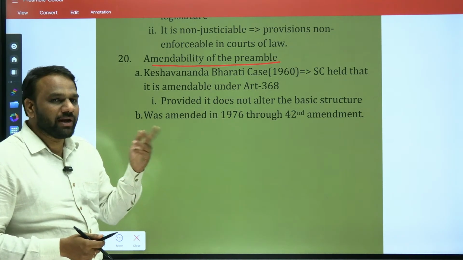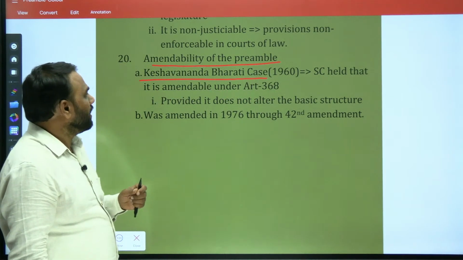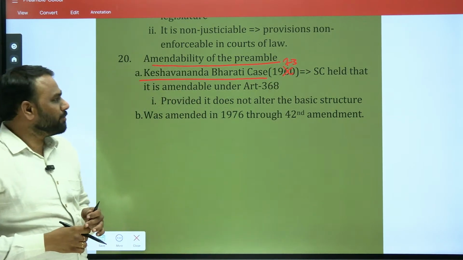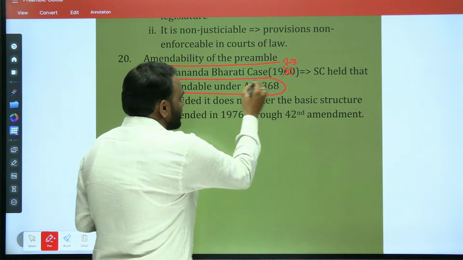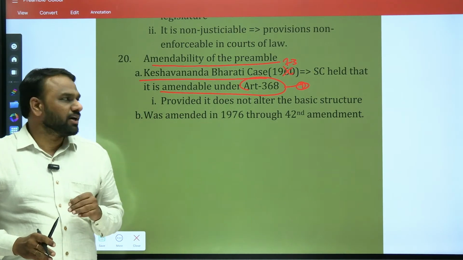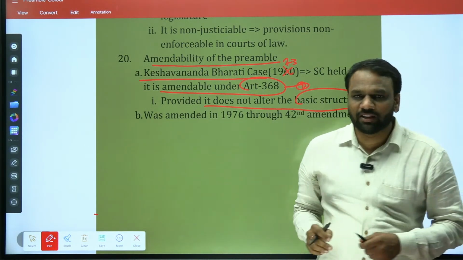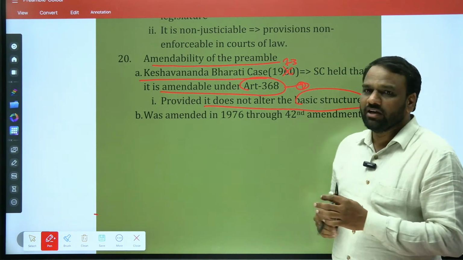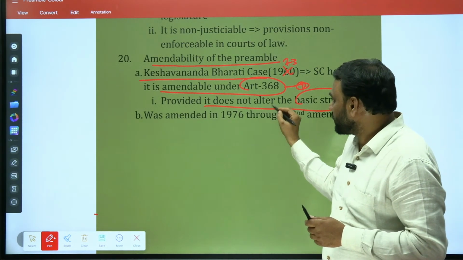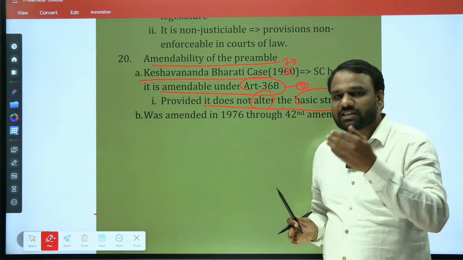This case also came to Supreme Court, in Keshwanand Bharti case. Sorry, there is a small mistake here. It is not 1970, it should be 1973. Supreme Court held that it is amendable under article number 368. So it means preamble can be amended like the other provisions of the constitution, provided it does not alter the basic structure. Keshwanand Bharti case is a very important case because through this case we came across a concept called basic structure. What is this basic structure and what does it mean that it should not alter the basic structure, all these things we'll get to know once we start discussing about the fundamental rights.